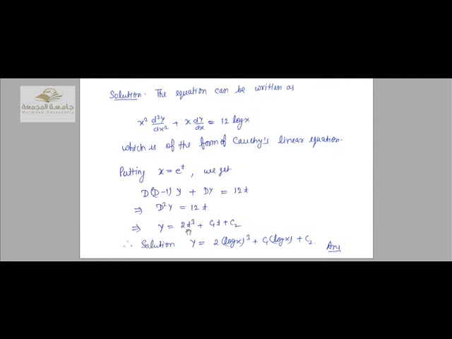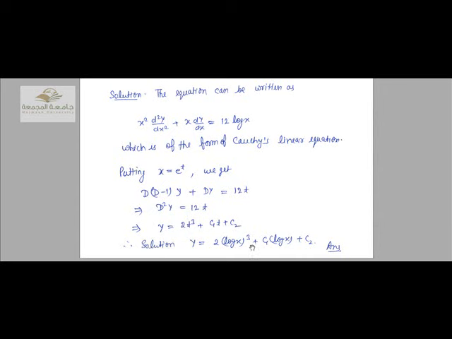implies y is equal to 2t cube plus c1 t plus c2. This y is coming after integrating this equation two times. Therefore, solution y is equal to 2 (log x) cube plus c1 log x plus c2 because t is equal to log of x.